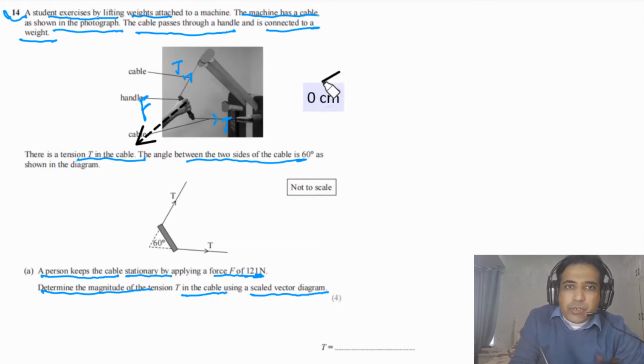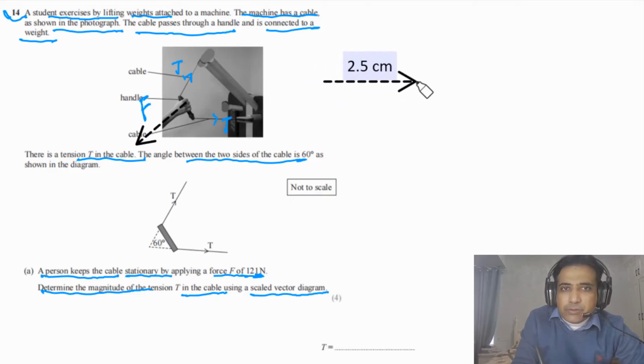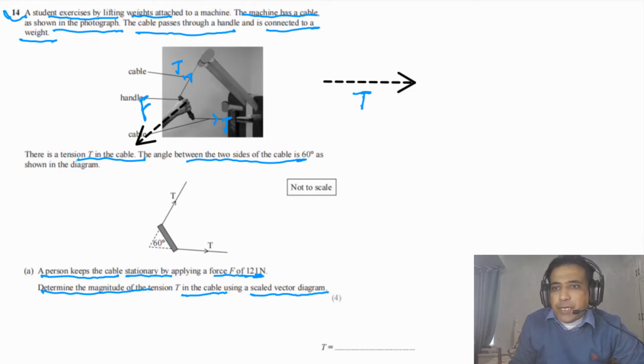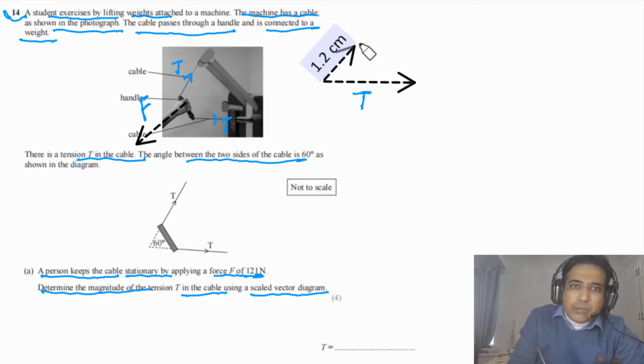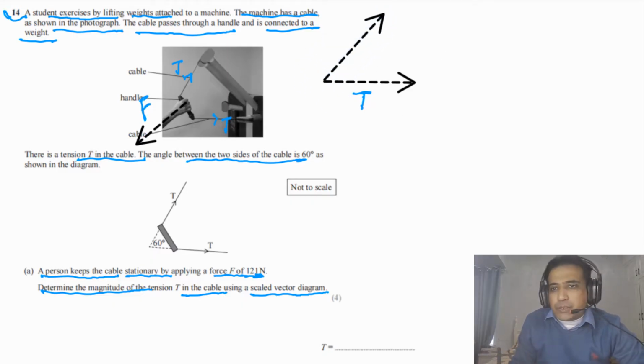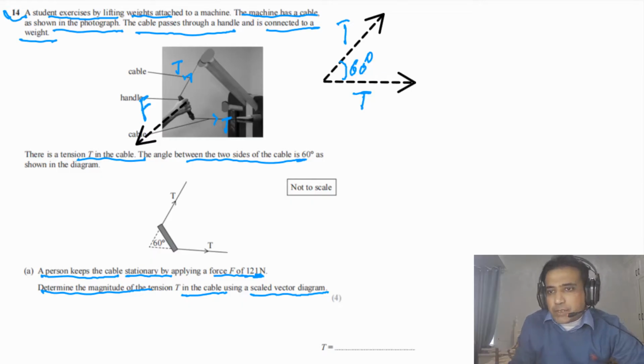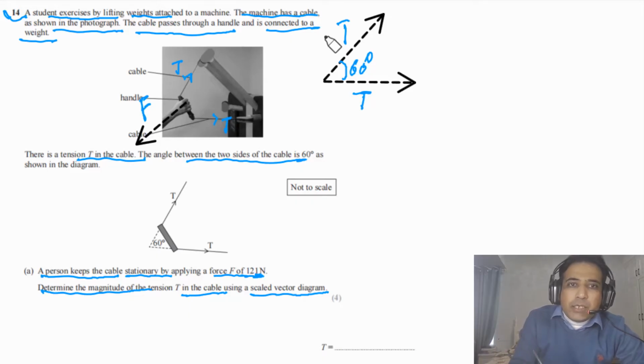We can redraw, let's say we have one vector here, this is T. We can label this one T. And we have another vector, this is also T. It is given to us the angle between these two vectors. This angle is 60 degrees. We can complete this parallelogram and we can try to find out the angle between the head of this vector and the tail of this vector.